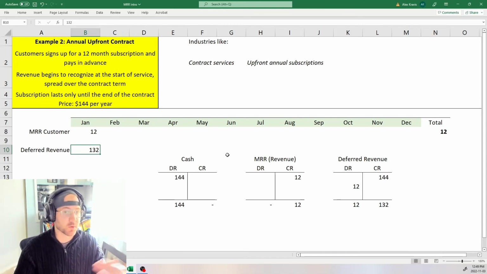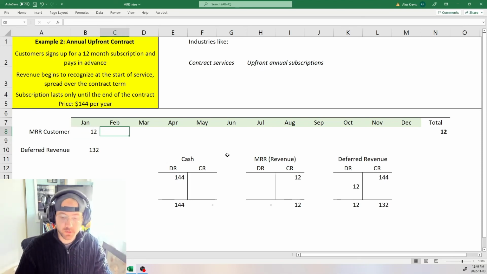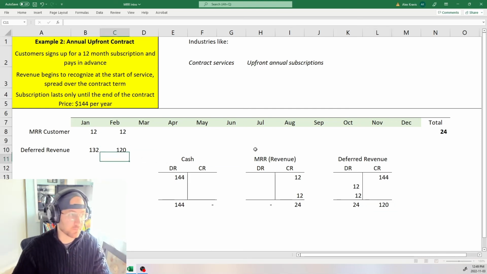So now we go into month two. The customer's already paid in January. They've already prepaid. We go into month two. They recognize another $12. They've used the service for another month. We recognize $12 in that month. And same thing, we're going to debit out $12 from deferred revenue, and as we recognize the $12 of revenue here, we're taking it out of deferred and moving into recognized revenue. You can see here the ending balance is $120 left in deferred revenue.